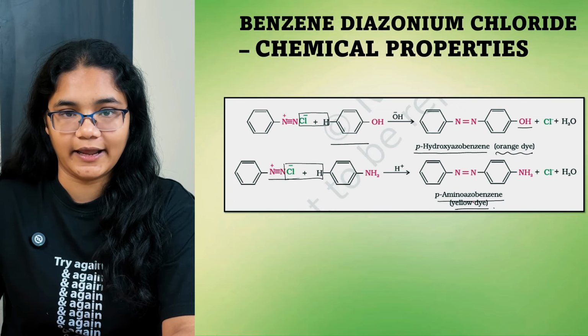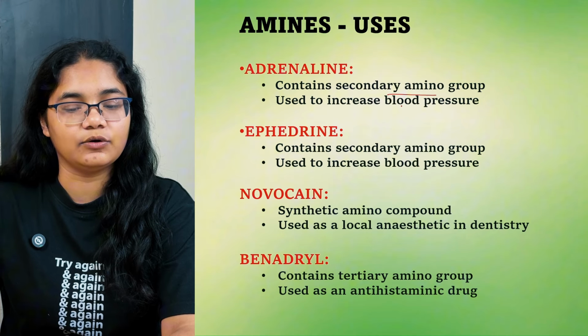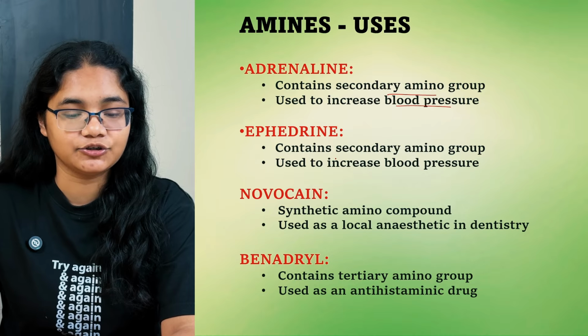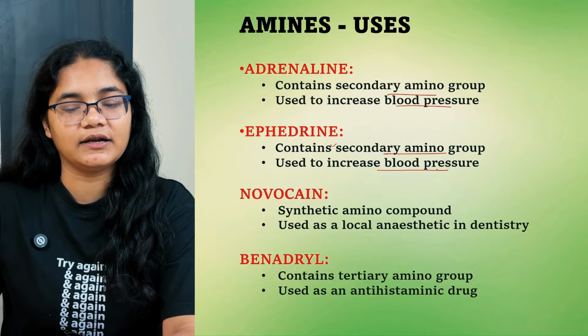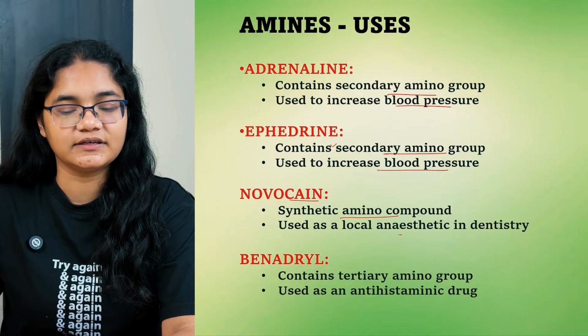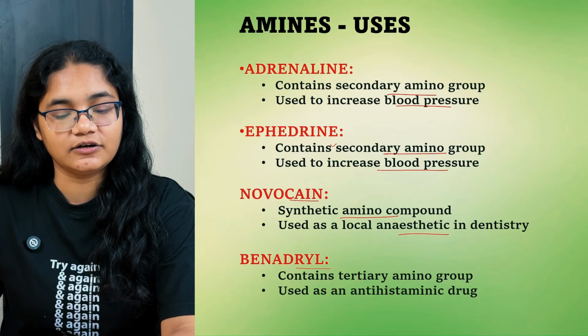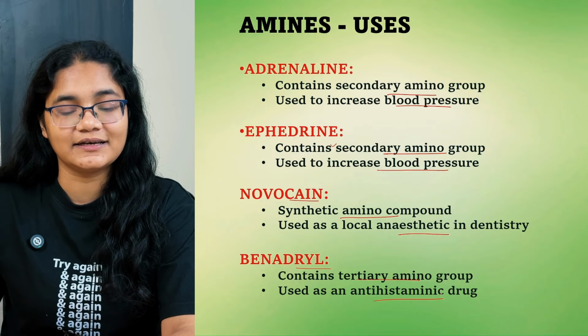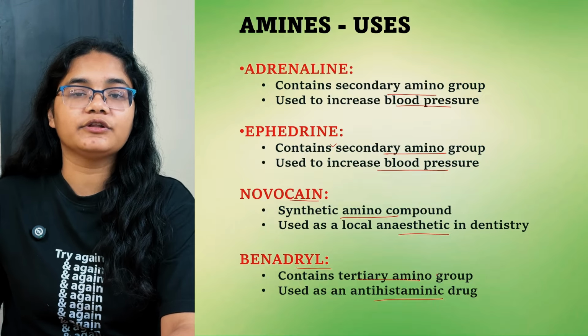Okay, yellow color dye. Now coming to the uses here, adrenaline contains a secondary amino group and it is used to increase the blood pressure. Ephedrine is a secondary amino group and it is also used to increase the blood pressure. Now Novocain is a synthetic amino compound. It is used as an anesthetic in dentistry, and Benadryl contains a tertiary amino group and is used as an antihistaminic drug. Okay. Now these are all about the chapter amines.